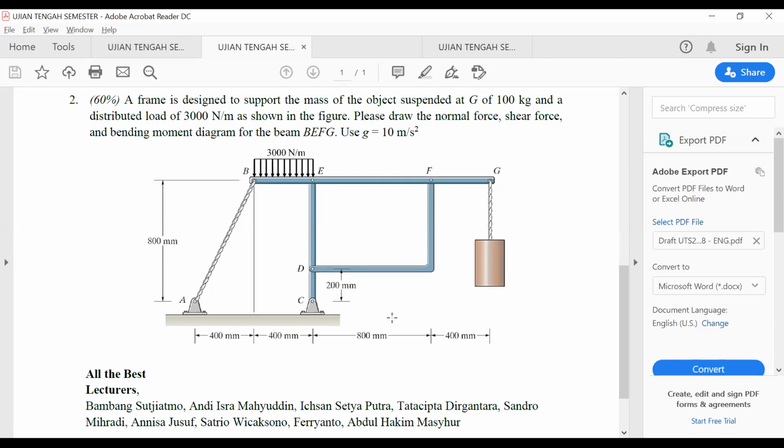And how many equations do you have? 6, because we have 2 free body diagrams. The first free body diagram is member BEFG, right? The second free body diagram is member CDE, for the external forces. All right, sir. Thank you, sir. I get it.